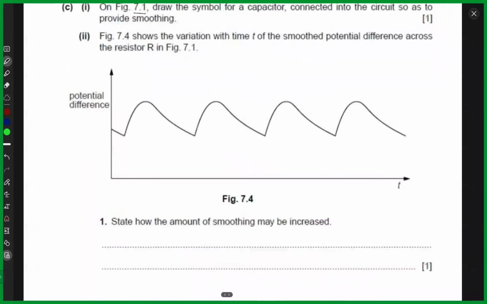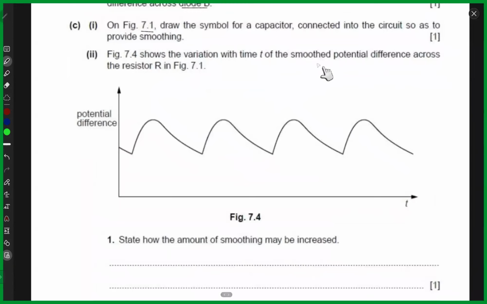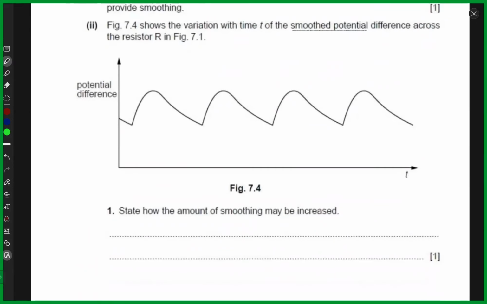Now next, figure 7.4 shows the variation with time t of a smoothed potential difference across the resistor R. So now the smoothing is done when the capacitor was connected. So this is how the graph looks like. State how the amount of smoothing may be increased. How can we increase the amount of smoothing? By providing a high voltage.